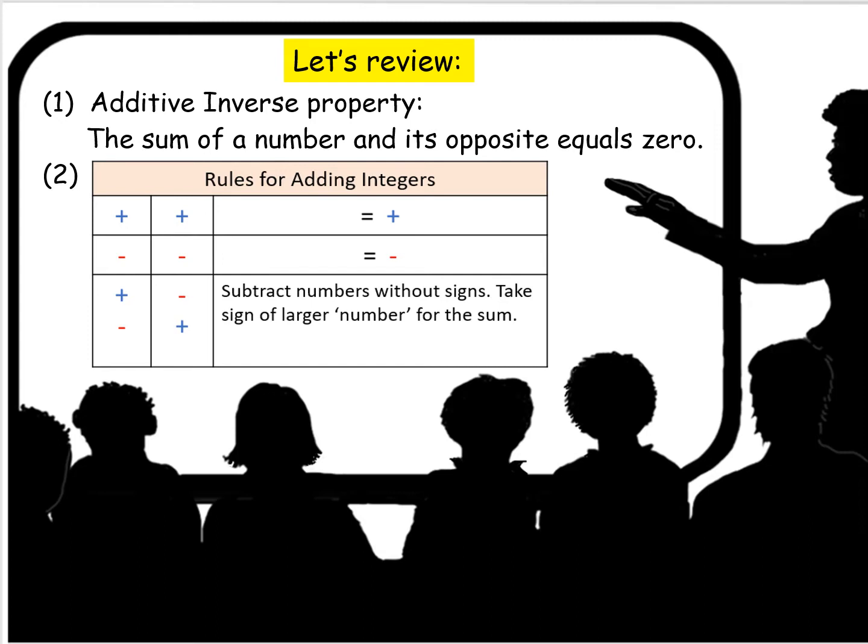A positive plus a negative or a negative plus a positive, you subtract the numbers without signs, just like you normally would. You take the smaller number from the larger number. And then for the sum, you take the sign of the larger number.